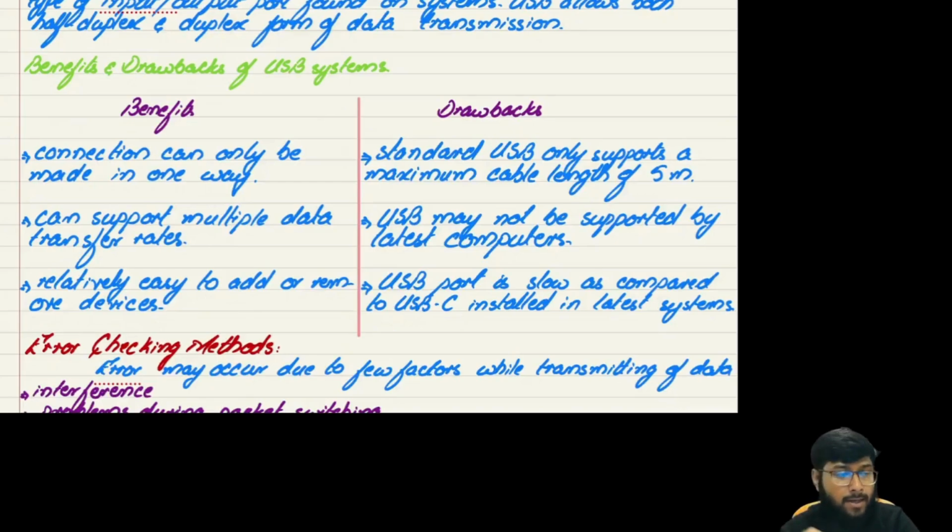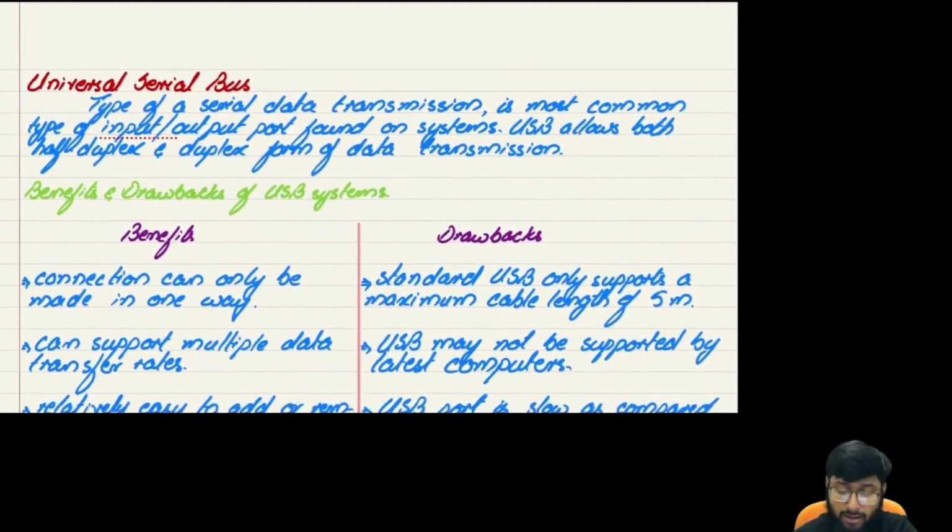For example, my iPad does not support a USB port. My laptop is not supporting a USB port. They are much more towards Type C because that has a better transfer rate and all, and you can plug it in from either side. Now, relatively easy to add or remove devices. According to the USB notes, they are relatively easy because they are comparing it with the VGA ports.